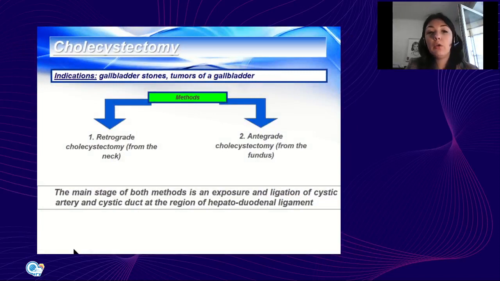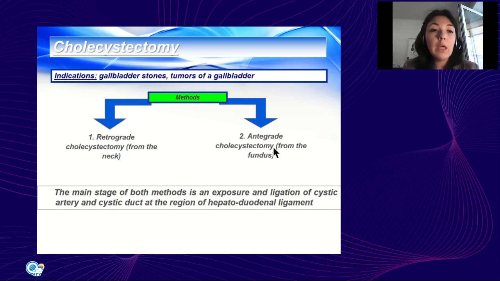So cholecystectomy is the surgery of removal of the gallbladder. We perform it in case of numerous gallbladder stones when cholecystotomy is not performed, and tumors of the gallbladder. And mainly there are two methods: retrograde cholecystectomy from the neck and antegrade cholecystectomy from the fundus.